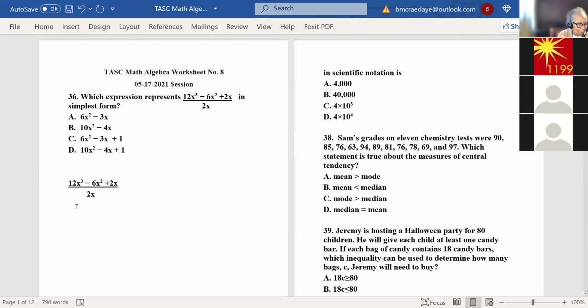You're going to divide this by the 2x. You take the minus 6x squared and divide that by the 2x. Division, Vanessa, but division. Then you're going to take the 2x and divide that by 2x.